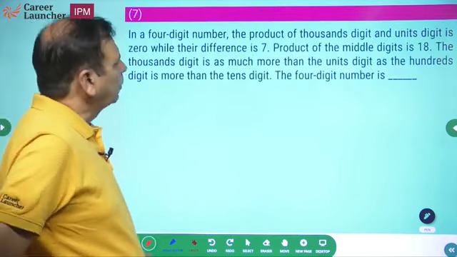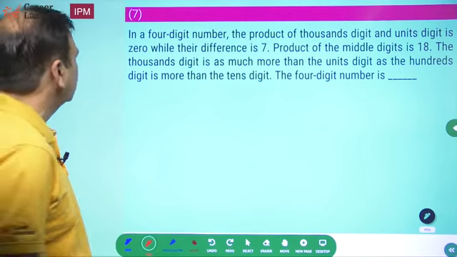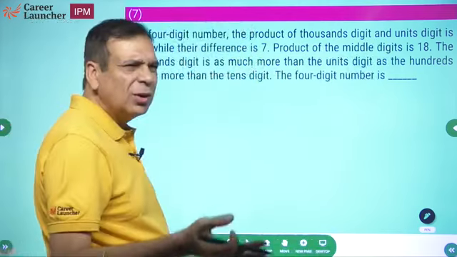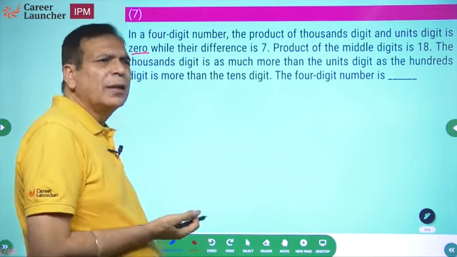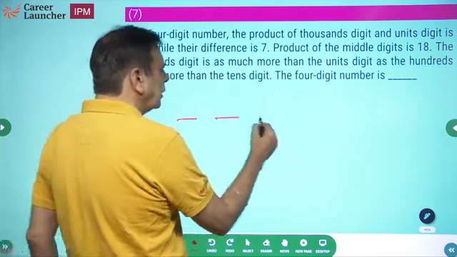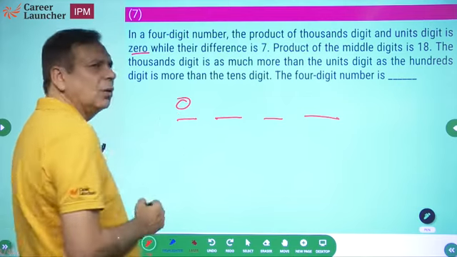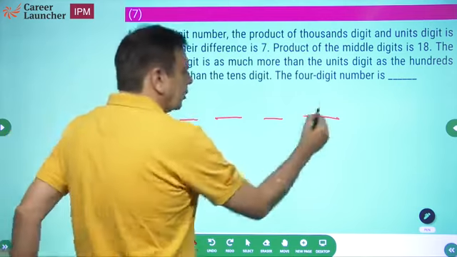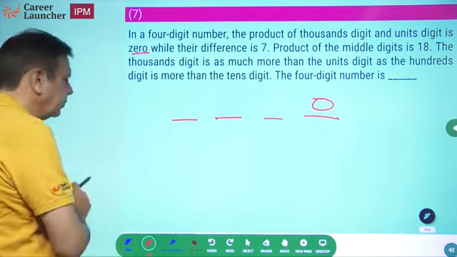4-digit number. The product of thousands digit and units digit is 0. Product of thousands and unit digit is 0. दोनों में से एक तो 0 होगा ना. Obviously it cannot be the thousands digit. It's a 4-digit number. If it's a 4-digit number, this cannot be 0. If this is 0, this will become a 3-digit number. That means this has to be 0.